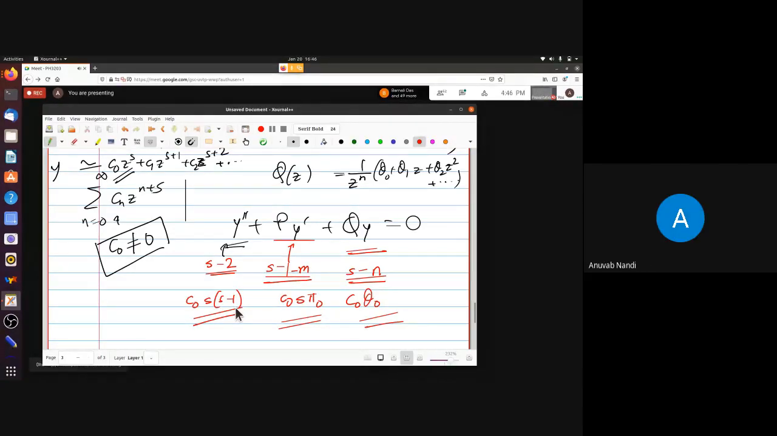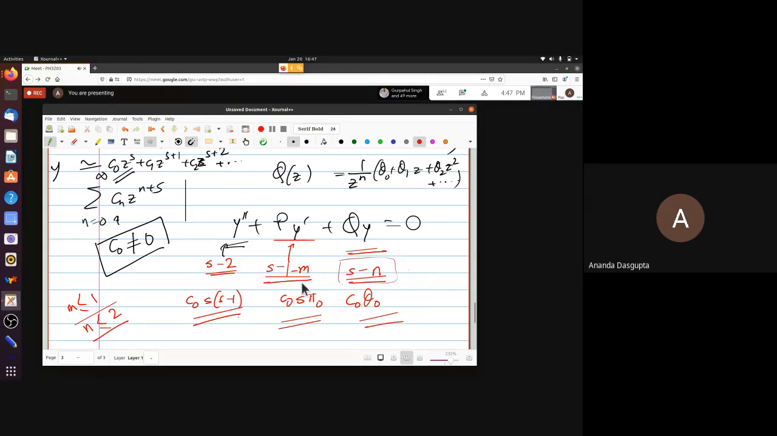When m is less than or equal to 1 and n is less than or equal to 2, exactly. Then this cannot be lower than s minus 2, which means the lowest power will be s minus 2, because s minus 2 is already here. So this term will definitely be there in the indicial equation, and it might also have this term and this term. That might be there.